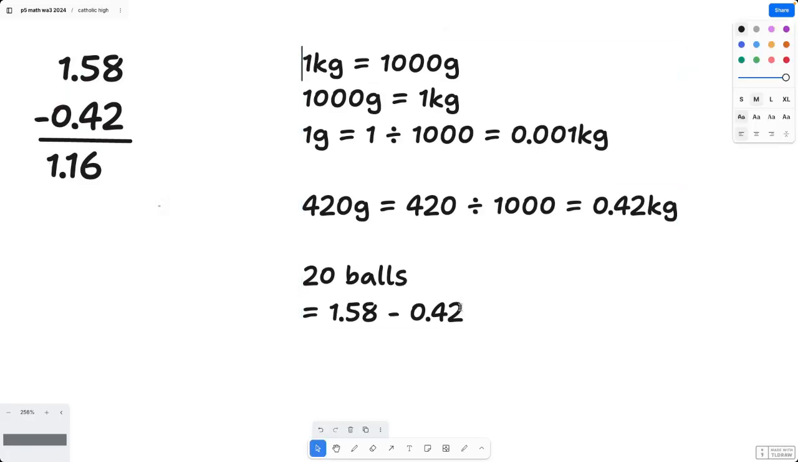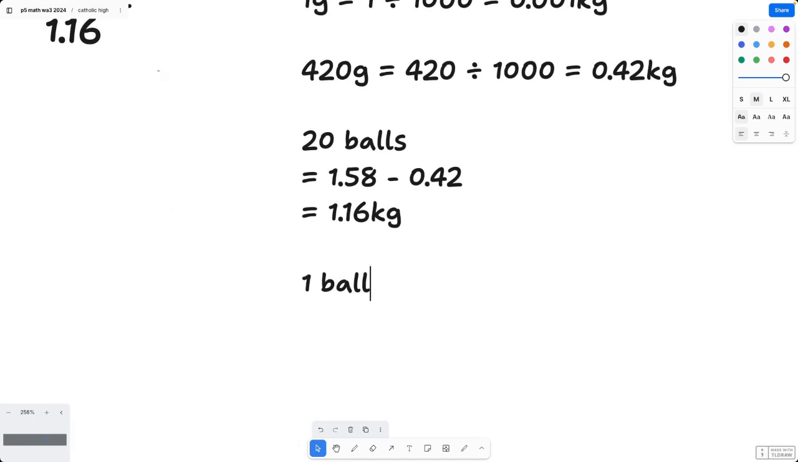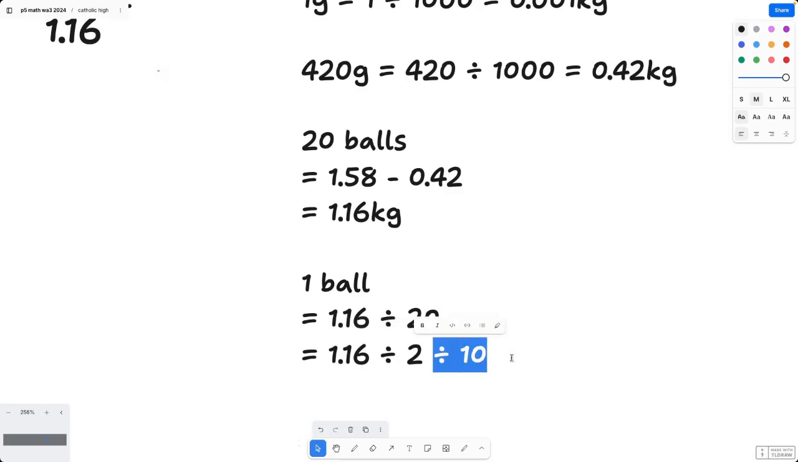So the answer for 20 balls is equal to 1.16 kilograms. Now we just want one ball, which is 1.16 divided by 20. I'm going to share the workings on this division, but before that, I'll share how to make this a little easier. You divide by 10. We calculate 1.16 divided by 2, and then we can divide it by 10. It will also give us the same answer.